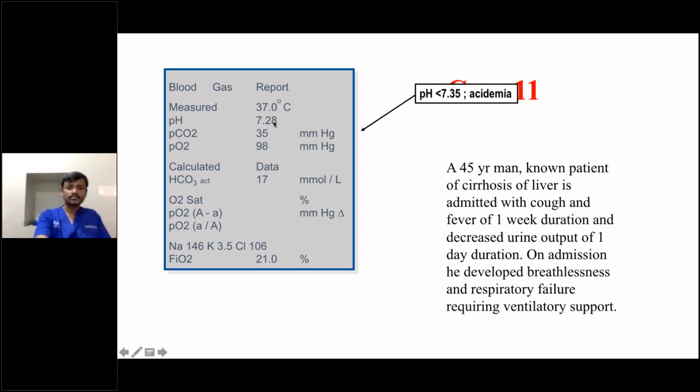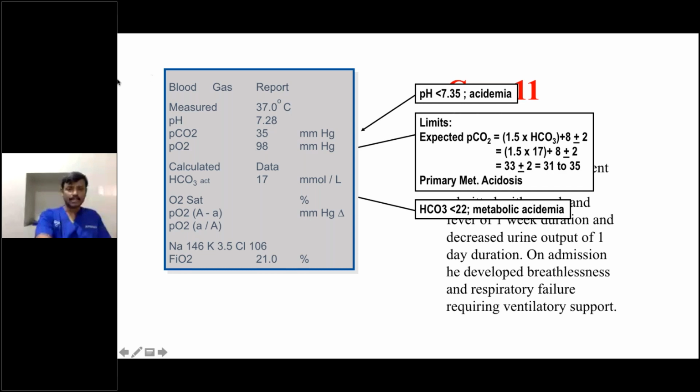Look at the pH, acidosis, less than 7.35, and look at the bicarbonate, metabolic acidosis, less than 24. So expected PCO2 here is 1.5 times the bicarbonate plus 8, which comes around 33. 33 means it's a primary metabolic acidosis, because 31 to 35 is the range. So it is a pure metabolic acidosis. There is no additional respiratory problem.